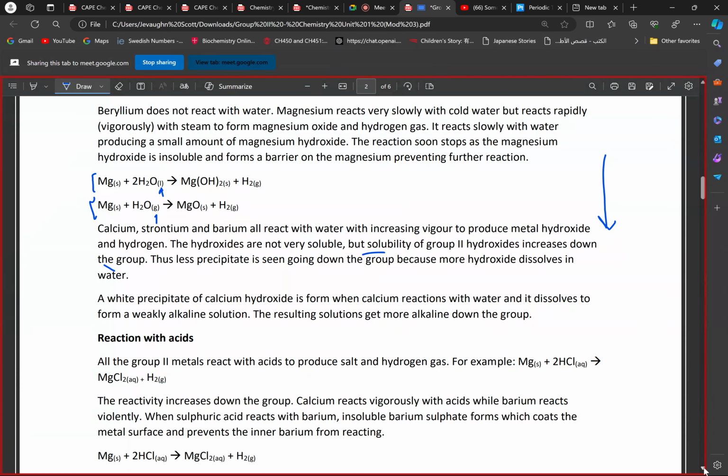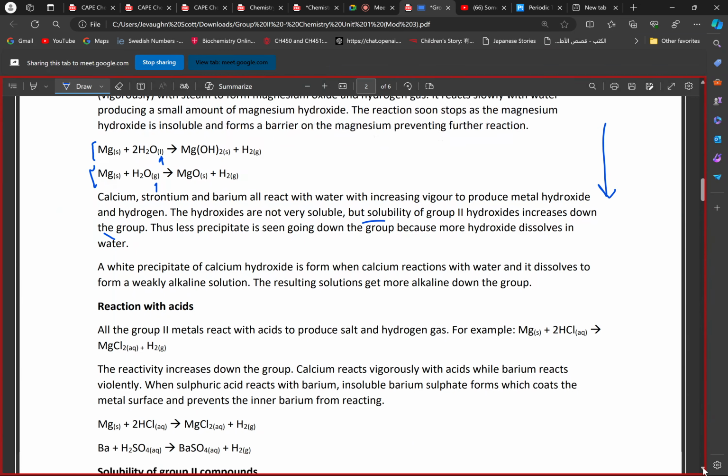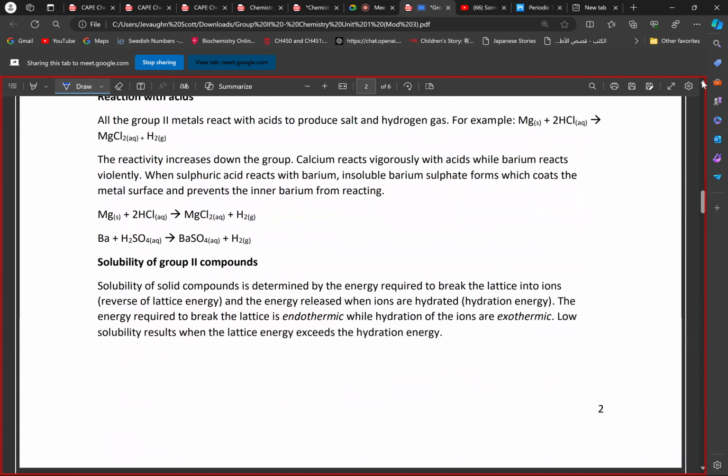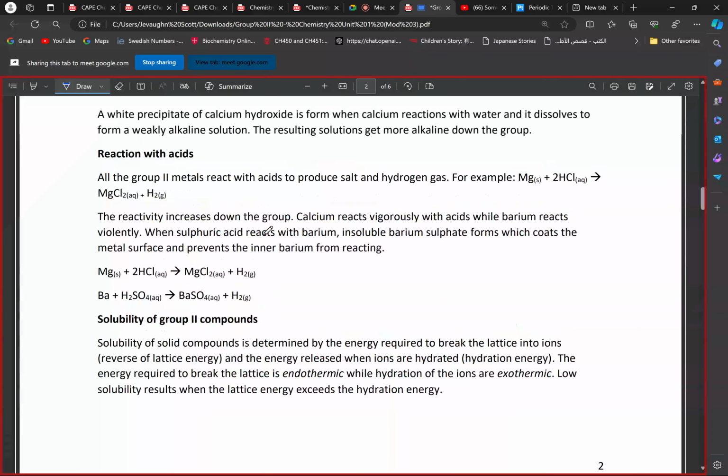So a lot of them tend to increase going down the group. All right. Reactions with acids now, right? A metal and an acid will give you hydrogen gas. So let's look at this. All the group 2 metals will produce hydrogen gas and a salt. If it's magnesium reacting with hydrochloric acid, it's going to give you magnesium chloride and hydrogen. And we know that reactivity increases down the group. Therefore, calcium will be more vigorous than something like magnesium.